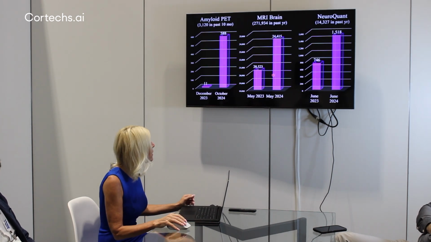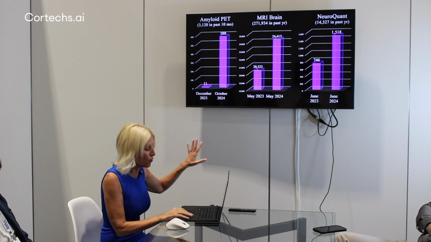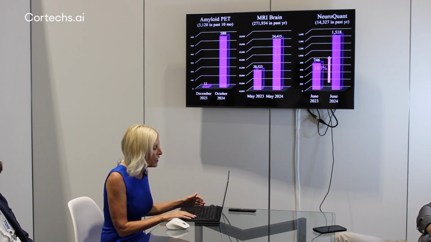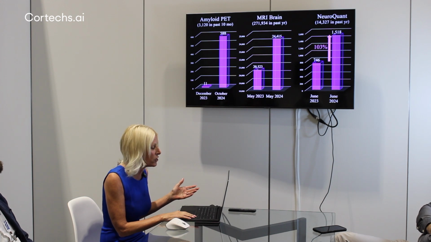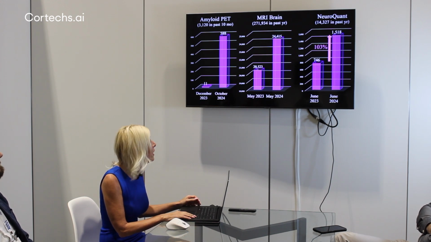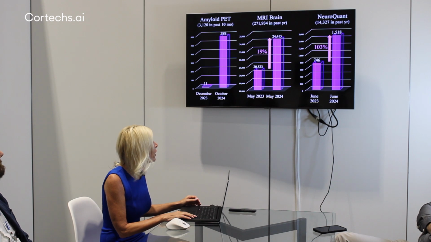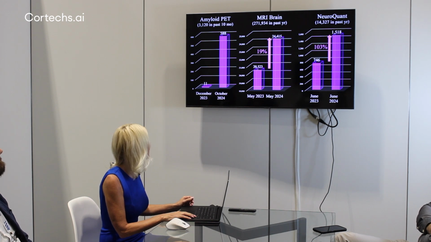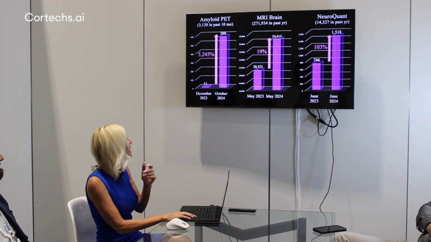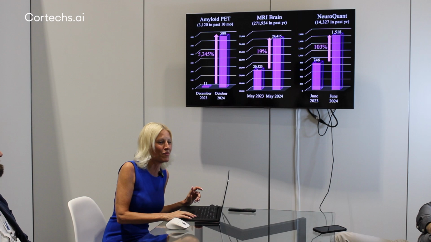So we've seen a big increase, this happens to be RadNet data, in our NeuroQuant volumes over the past year. They've gone up 103%. So we did 14,300 cases. Our MRI brain volumes have also gone up by about 19%, and you probably are seeing the same thing as well at Penn and other places. And then, of course, our amyloid PET volume has just skyrocketed. So we're at 5,200. So we're doing about 588 amyloid PETs.